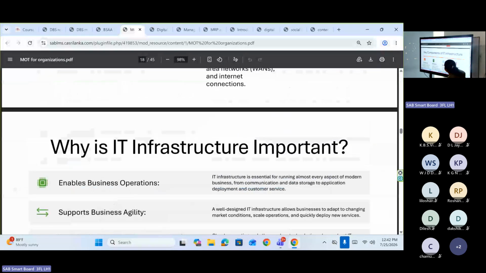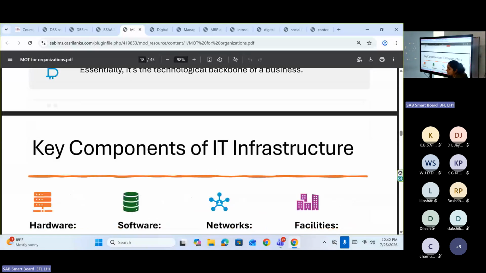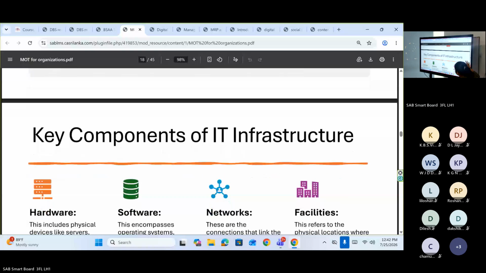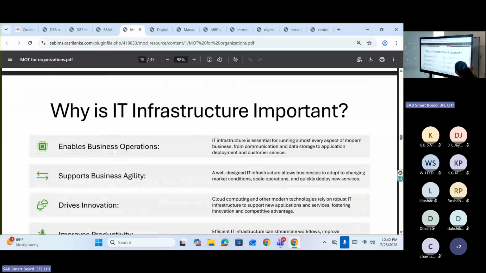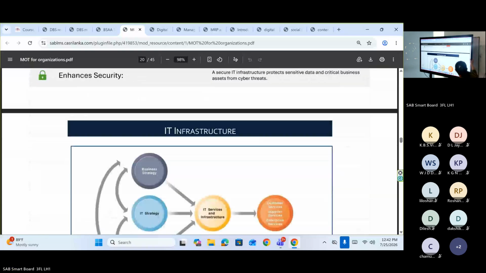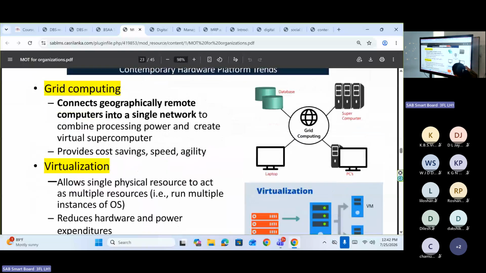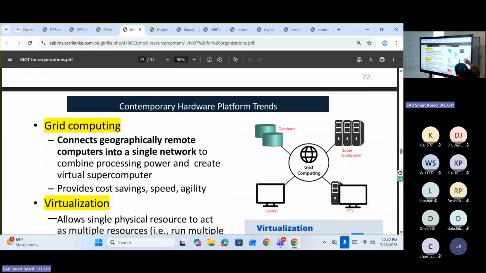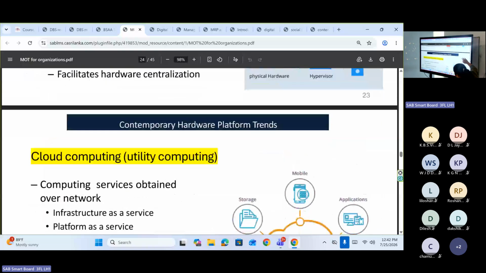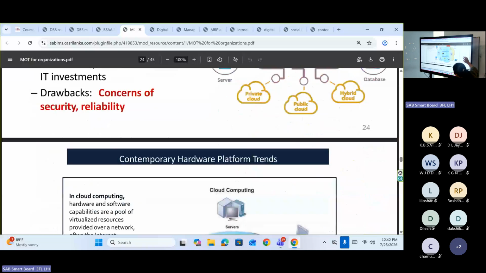And we discuss something about IT infrastructure. What is meant by IT infrastructure and key components of IT infrastructure. And why IT infrastructure is important. That is lesson 2. And we discuss something about these concepts with computing, virtualization, cloud computing. Okay.